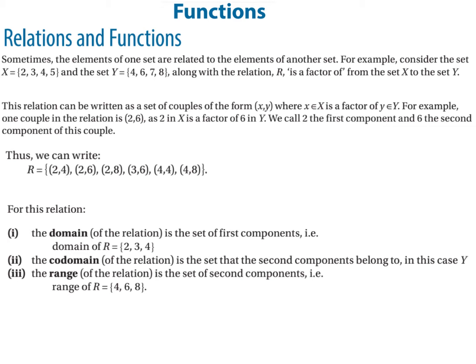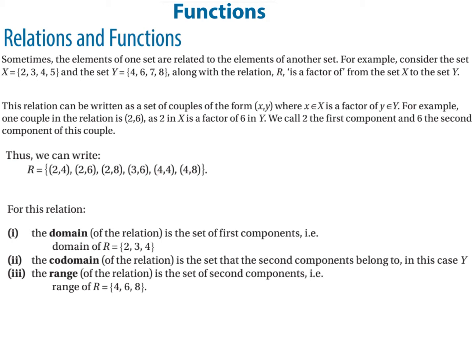Now for the language. For this relationship, the domain is the set of the first components, i.e. the domain of R here, which is 2, 3, and 4. The codomain of this relation is the set that the second components belong to, in this case Y, which is 4, 6, 7, and 8.